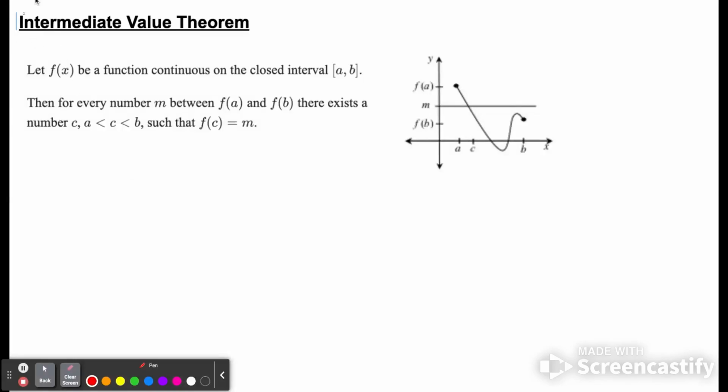Okay, in this video, we are going to learn not just the intermediate value theorem, but also how to read and take notes on more advanced math topics. So this topic is the intermediate value theorem. And first, we'll just read the theorem.